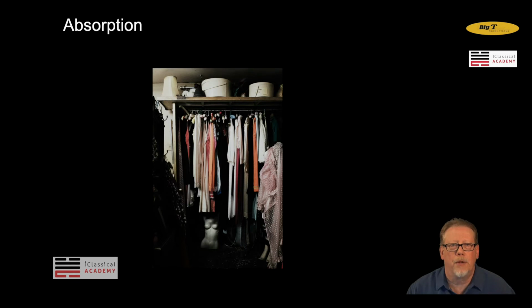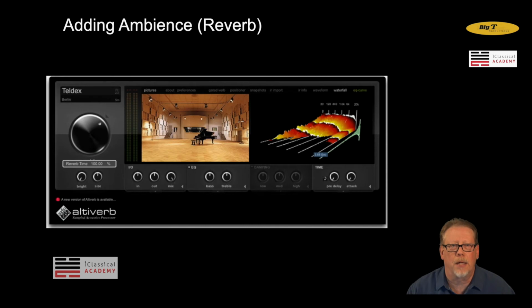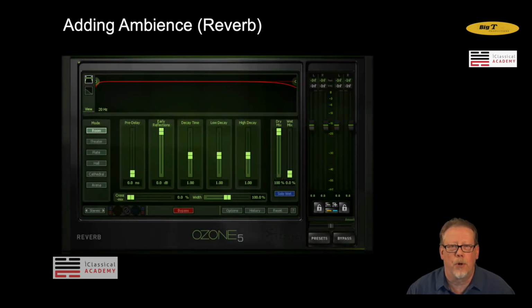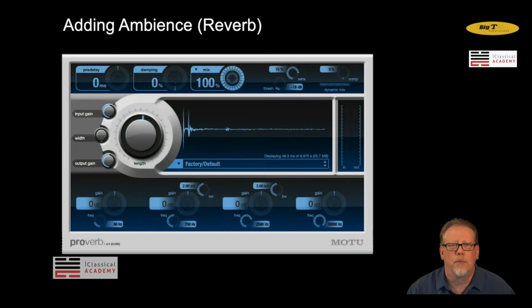For recordings made under controlled conditions in a dry environment, ambience can be added electronically to the signal during mixdown to give more depth of field to a recording. This additional ambience is referred to as reverb. We will cover the use of reverb in the lesson on mixing.